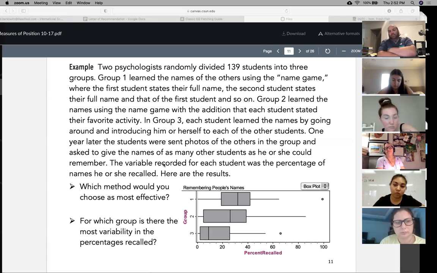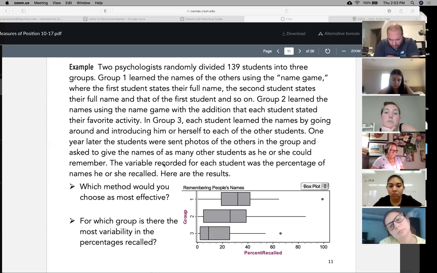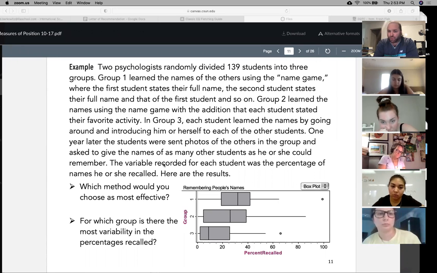No. Well, look at group 3, for example. A full 50%. Where's the median for group 3? At 5, 10. About 9%, maybe. That means that half of the people could remember less than 9% of names. Right? Half the people can remember less than 9% of names, correct? Right. Okay. Now look at group 2. Where's the median for that one? About 25%. So half of the people could remember 25% of the names.